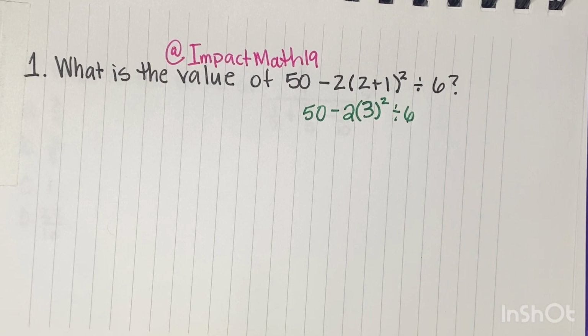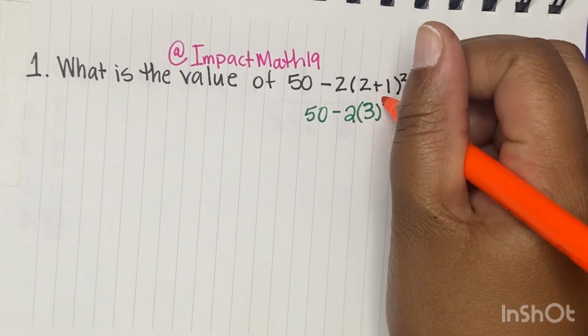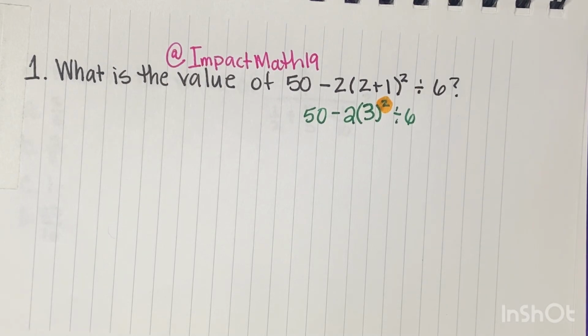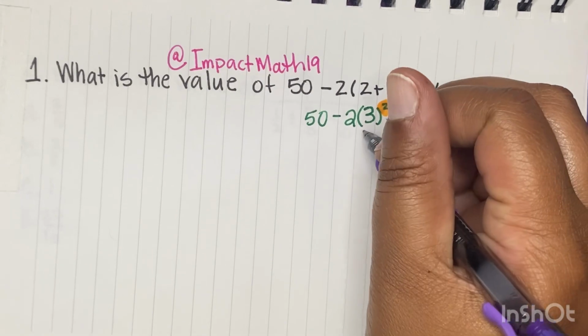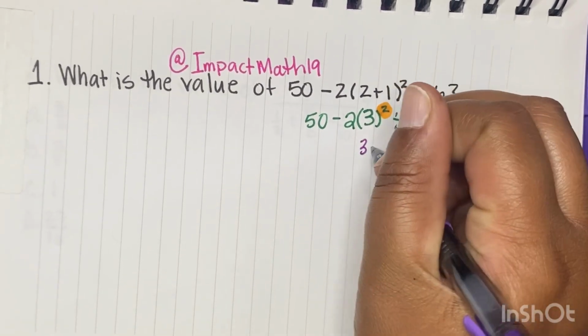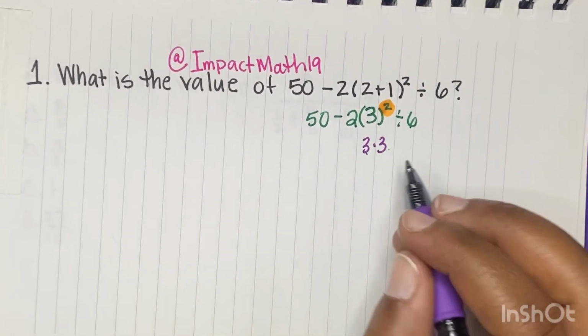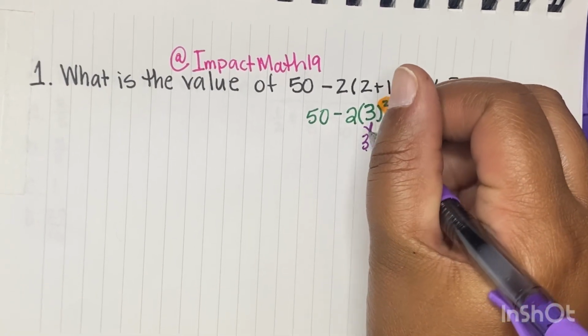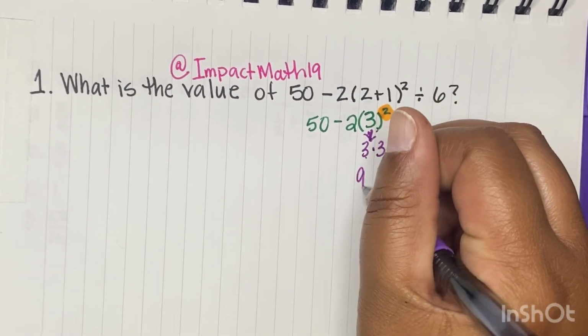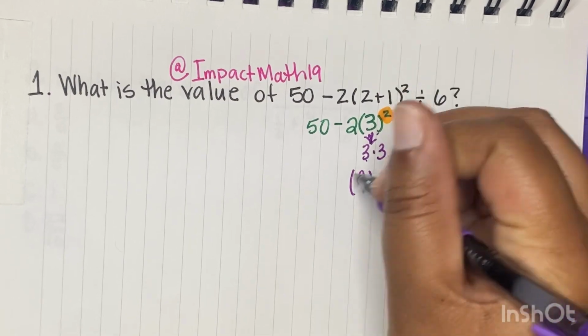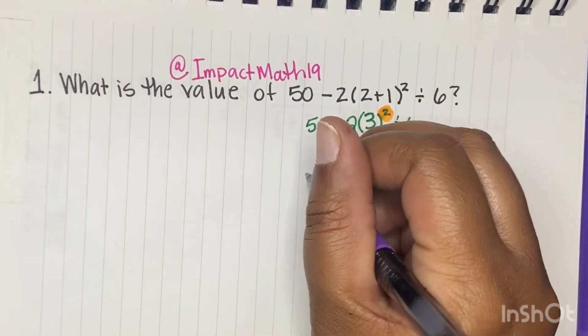Okay, now we go to exponents. And some of you guys may be like, what is an exponent? Well, this little thing right here is the exponent. And what that tells us is how many times to multiply its base to itself. So here I will be saying 3 times 3. And 3 times 3 is going to give us 9. So then I can drop down everything else that I didn't touch.